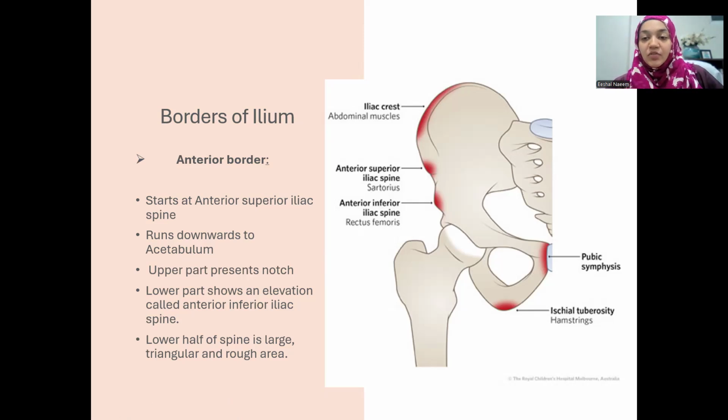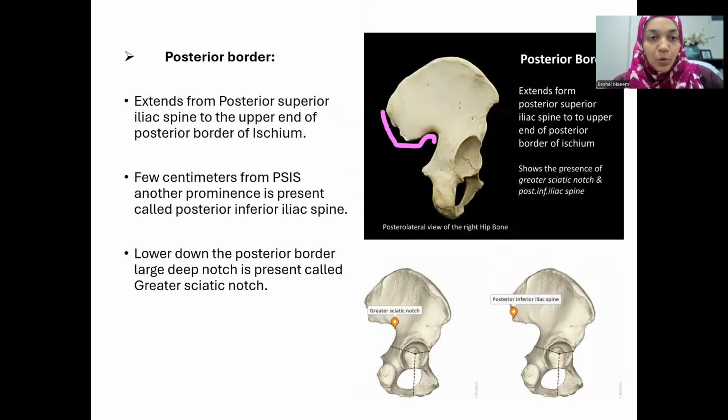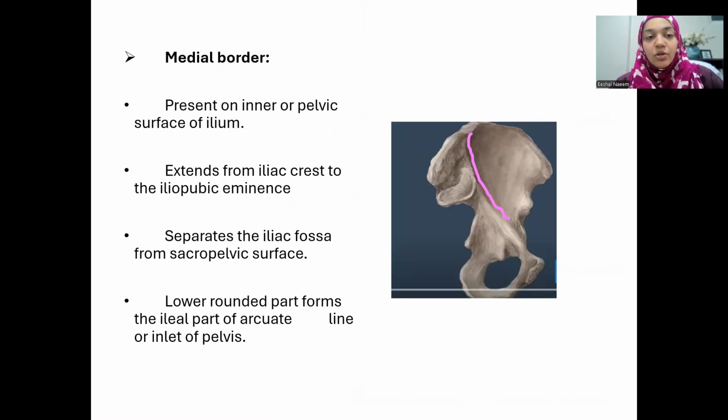Okay, so that's your rectus femoris, and then you have the pubic symphysis that was making the pubic symphysis joint with the other hip bone, and then we had the ischial tuberosity where you had all the hamstrings. I told you the hamstrings are made from the semimembranosus, semitendinosus, and biceps femoris. Moving on, the posterior border was starting from the posterior superior iliac spine to the end of posterior border of ischium, or I said you can just say that it's the start of the greater sciatic notch.